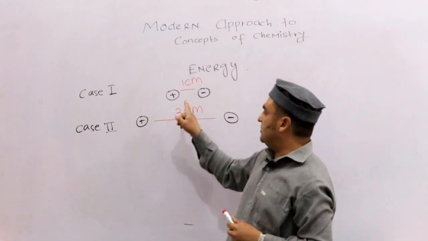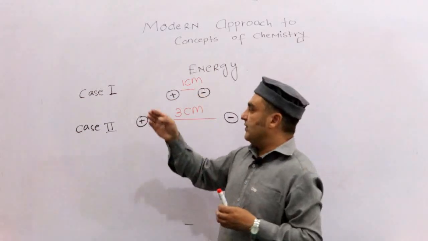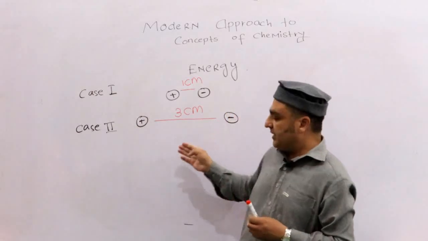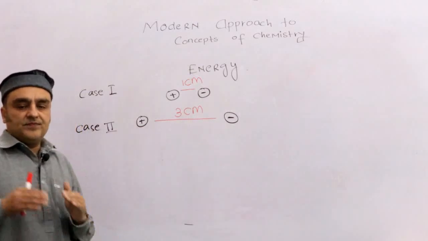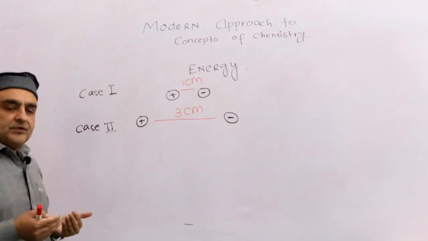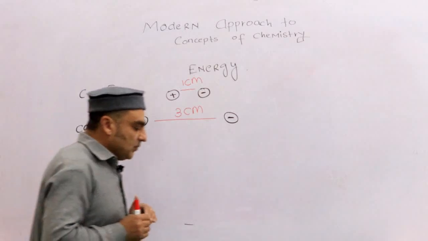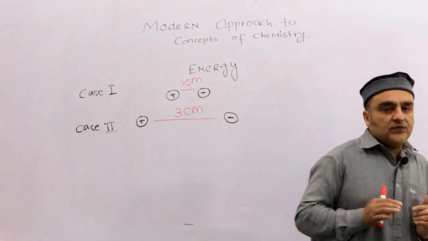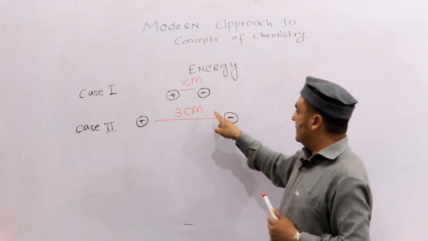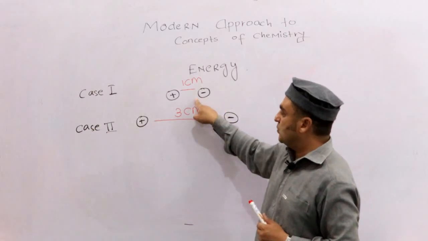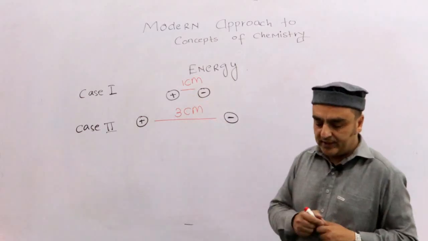The one in which the positive and the negative charges are near to each other, we will call case 1, and the other in which these two charges are far apart from each other, we will call case 2. They say the potential energy in case 2 is more than that of case 1. So we need to understand how and why the energy of case 1 is less and the energy here is more.